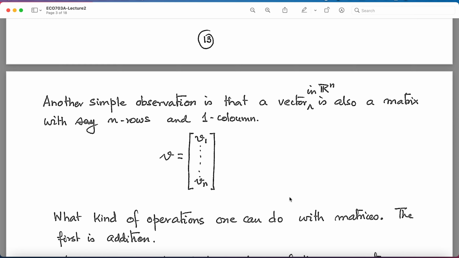But interestingly enough, a vector in R n, which has n components v 1, v 2, v n, has n rows and only one column. So basically, if we write it, the first is a 1 1, then the next is a 2 1, the next is a 3 1, and the end is a n 1. That should be the thing. So it is a matrix with n rows and 1 column. So it is an n cross 1 matrix.